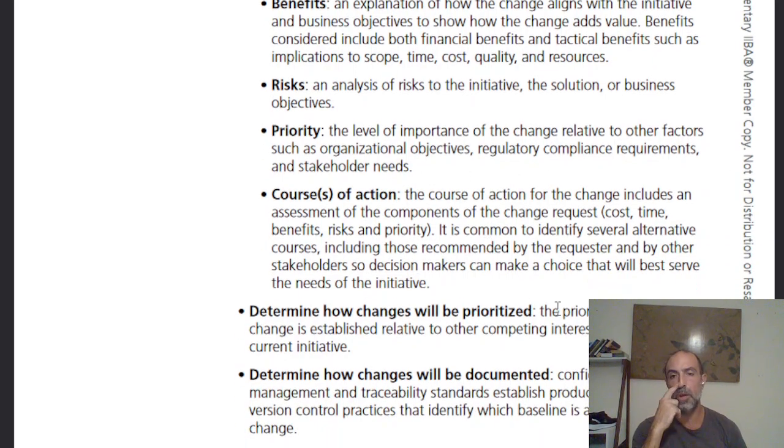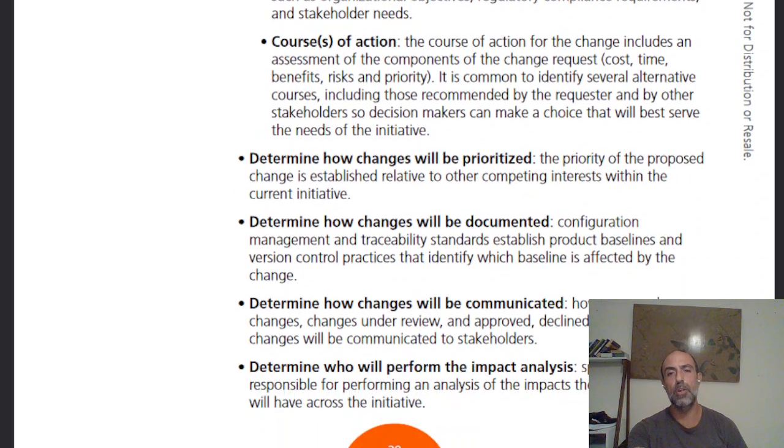Course of action for the change includes an assessment of the components of the change request: basically cost, time, benefits, risk, and priority. So these are basically how we're going to implement the change and what we are doing about it, including as recommended by the requester. Naturally, stakeholders have some say in things because they might want things to be done a certain way, and that's basically it. Determine how changes will be prioritized. The priority of the proposed change is established relative to other competing interests within the current initiative.